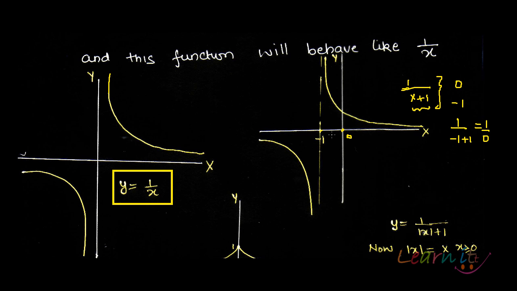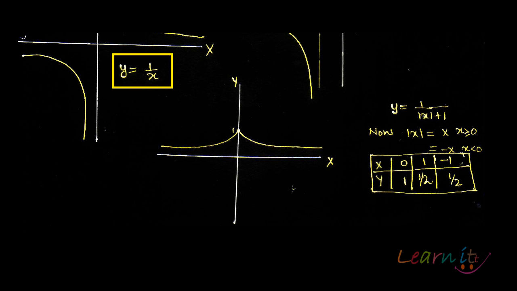Now the question arises, what happens to the graph of 1 upon x plus 1 when the values of x that I put are absolute values? No negatives, only absolute values, no negatives at all. In that scenario, I'm going to have a concrete graph. Let us put points to be more concrete in our discussion.